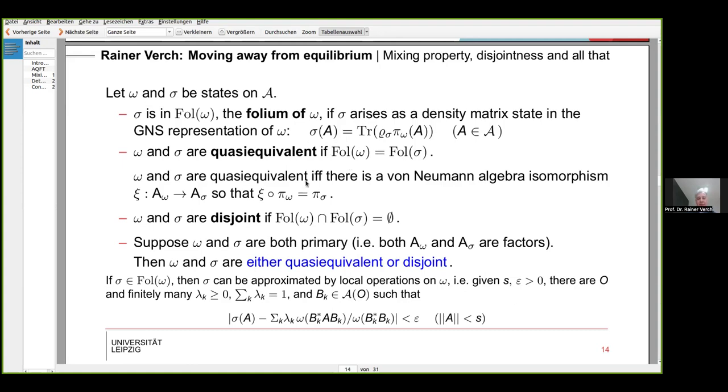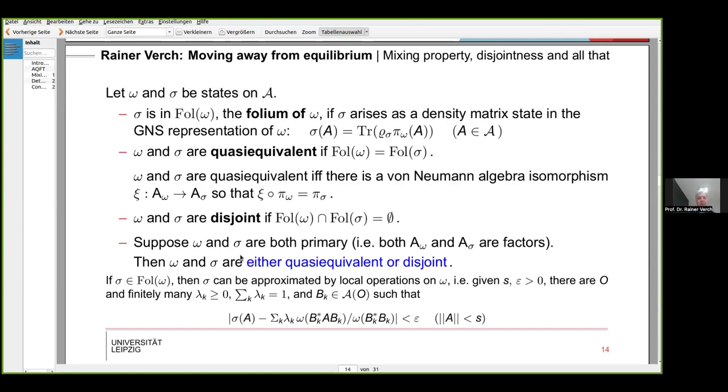And that then means, or is equivalent to saying, that actually there is a von Neumann algebra isomorphism which transports one GNS representation into the other. In particular, this von Neumann algebra isomorphism is defined on the induced von Neumann algebras. In particular, this psi could be the adjoint action of a unitary. As opposed to the previous situation of quasi-equivalence, one says that omega and sigma are disjoint if their folia are disjoint. There is nothing in the intersection of the folia.